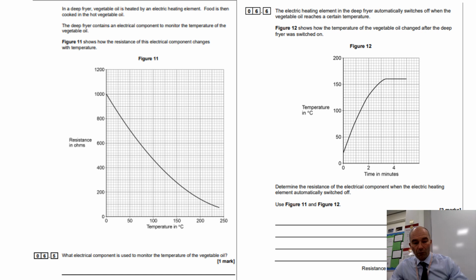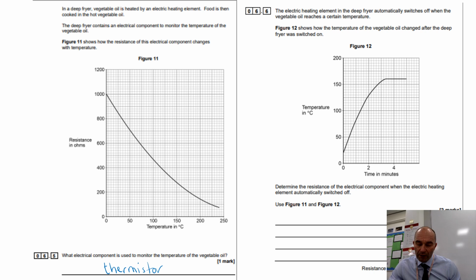Now, here we've got a question about a deep fryer. So the vegetable oil is heated by an electric heating element and the food is then cooked in the hot vegetable oil. The deep fryer contains electrical components to monitor the temperature of the vegetable oil. Here we've got a graph showing the resistance of the electrical components, how it changes with temperature. Right, so we should be thinking, back to our electricity topic, what component changes its resistance with temperature? So it's some type of resistor. It's our thermistor. So there's our mark from that.